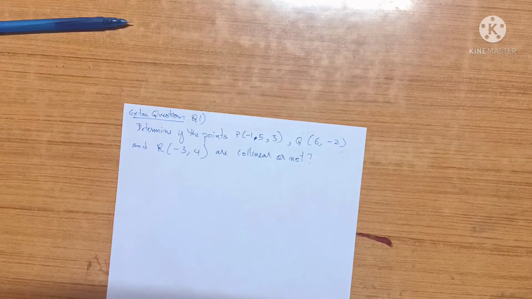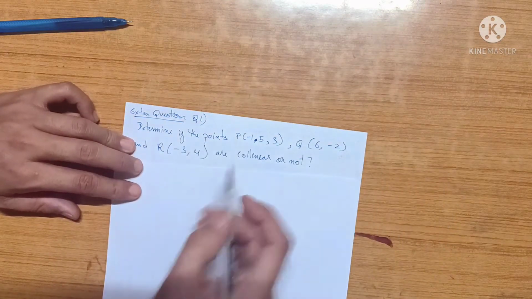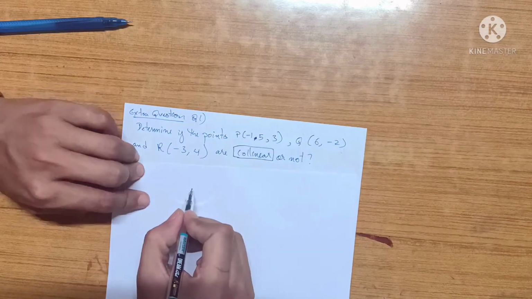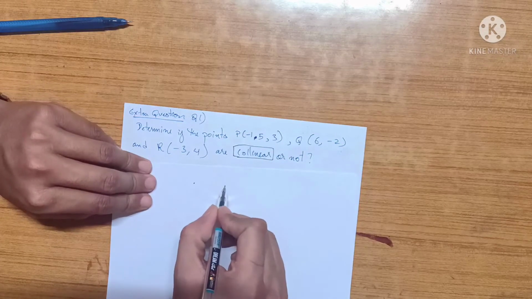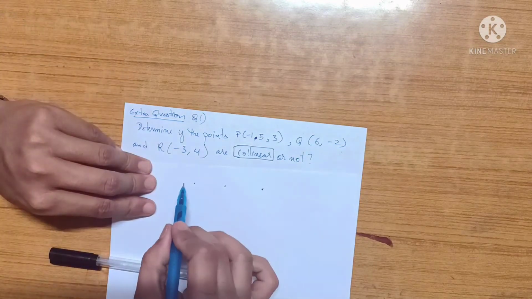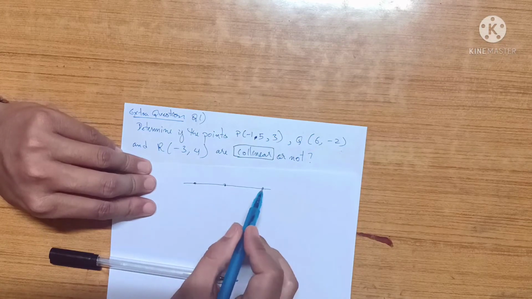In order to do that, I have to teach you what is collinear, or what you understand by the term collinear. Collinear literally means when 3 points are lying on the same line. If 3 points are lying on the same line, you can say that these 3 points are collinear.